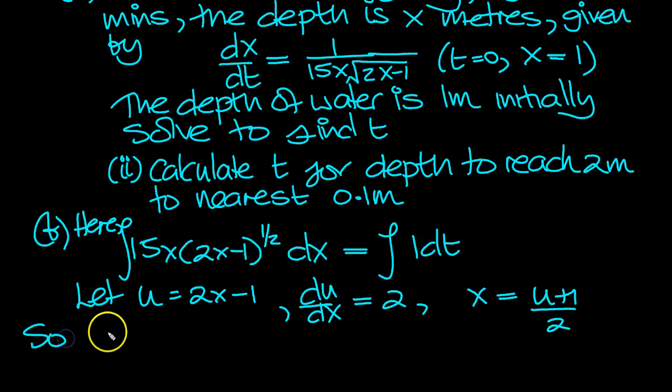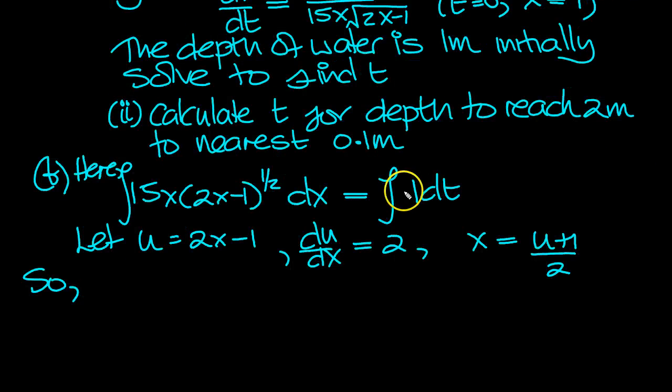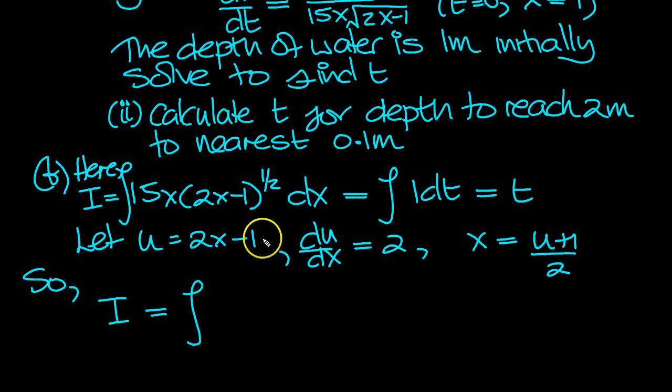So this integral then, this right hand side integral is just t, and I'm going to label this left hand side I equals then. So it's the integral of, let's use the substitution, 2x minus 1 is u to the half.